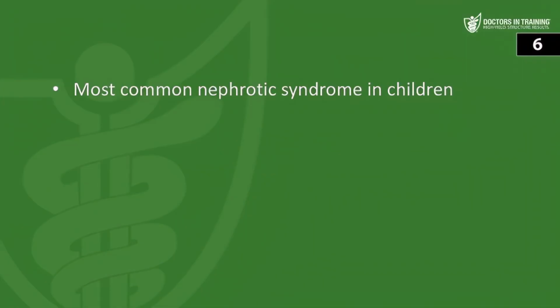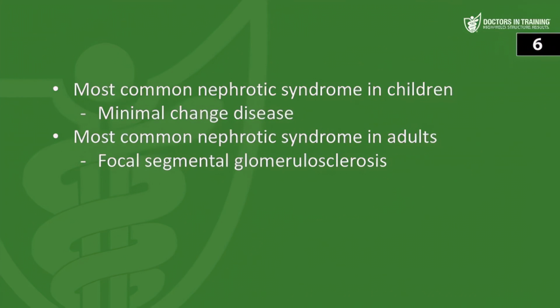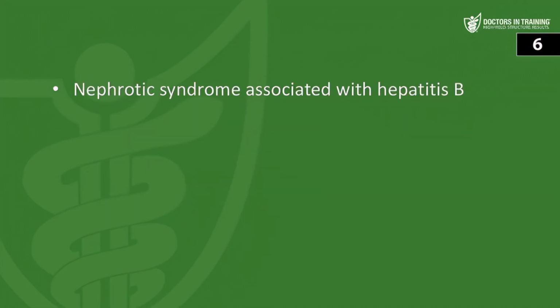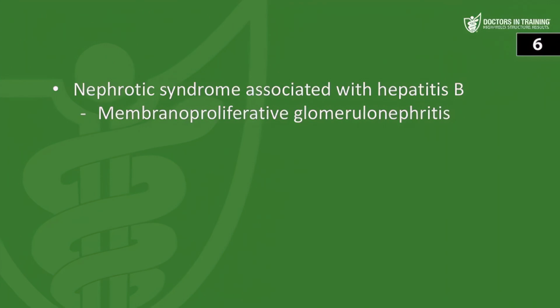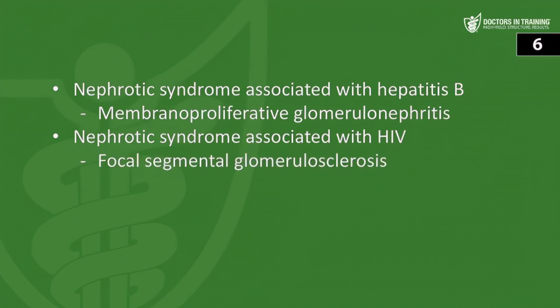So the most common nephrotic syndrome in children is minimal change disease. The most common nephrotic syndrome in adults is FSGS, or focal segmental glomerulosclerosis. Electron microscopy shows effacement of the epithelial foot processes. That's going to be minimal change disease. Nephrotic syndrome associated with hepatitis B is membranoproliferative glomerulonephritis, or MPGN. Nephrotic syndrome associated with HIV is FSGS.